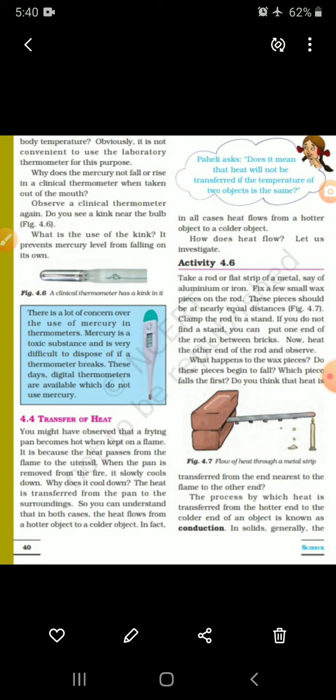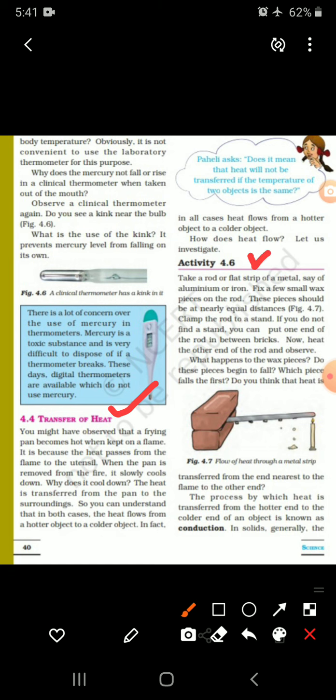Today we are going to continue the summary of lesson number 4, Heat. Let us start from page number 40. Transfer of heat. For this you have to perform one activity. One activity is given in 4.6.